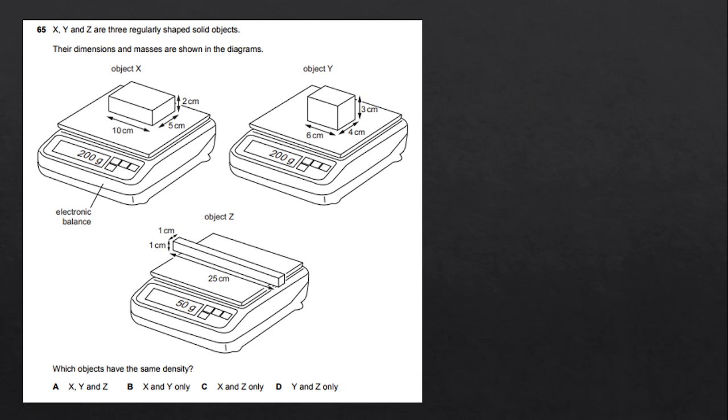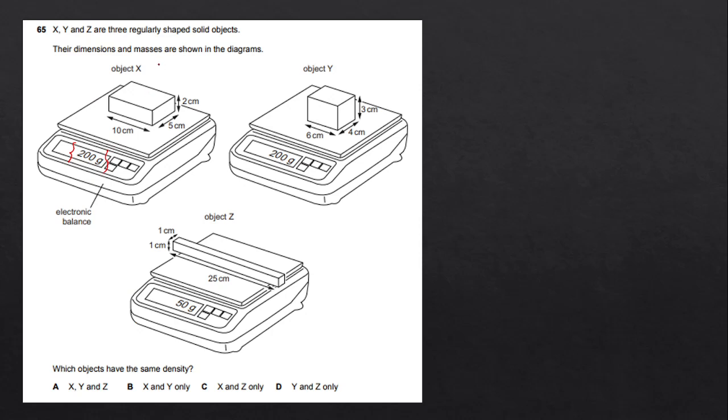Let's look at the last question. X, Y, and Z are three regularly shaped solid objects. Their dimensions and masses are shown in the diagram. So we have an electronic balance which shows the mass, and we have the dimensions of the objects given here. Which objects have the same density? To find the density, we need to find what's the mass and what's the volume. Mass is given to us here. So we just have to determine what's the volume of this substance.